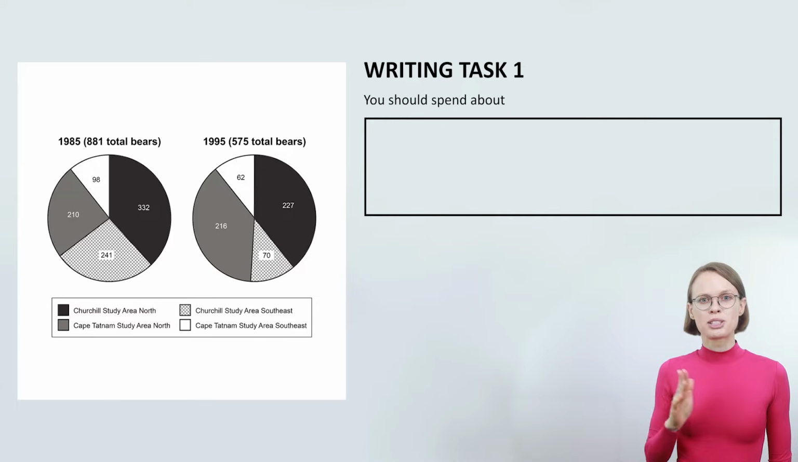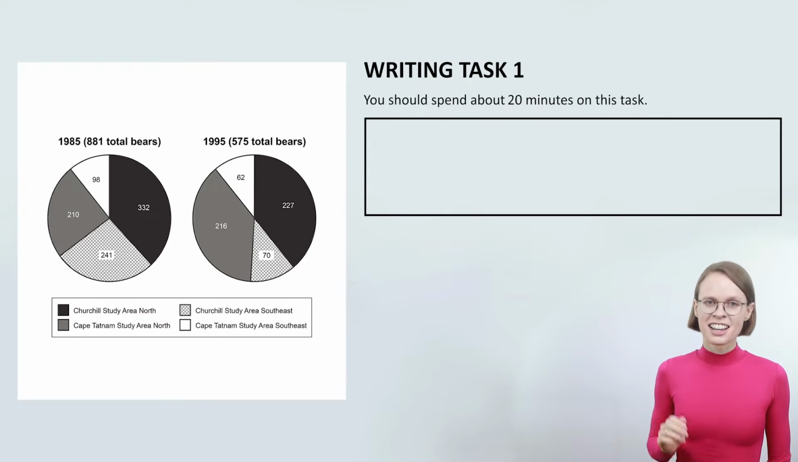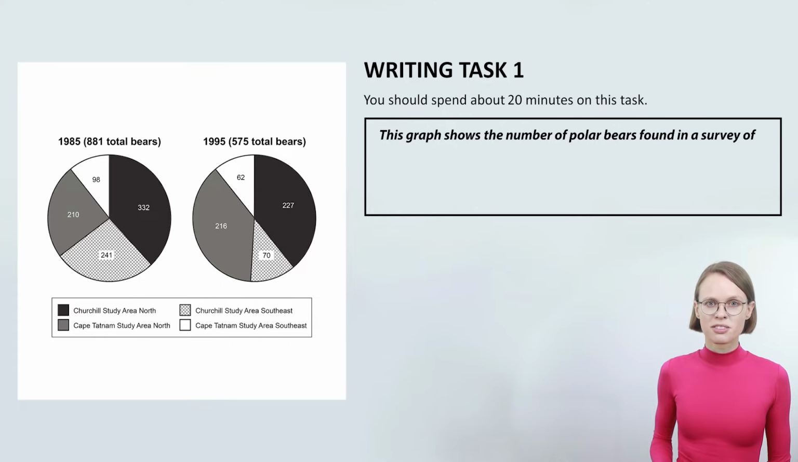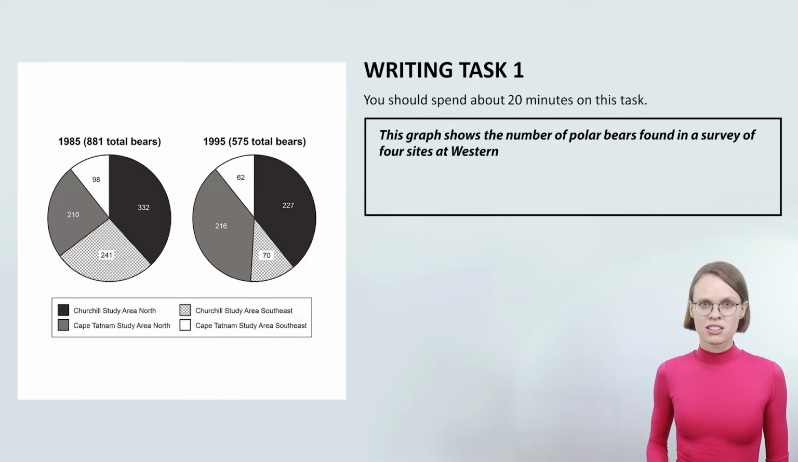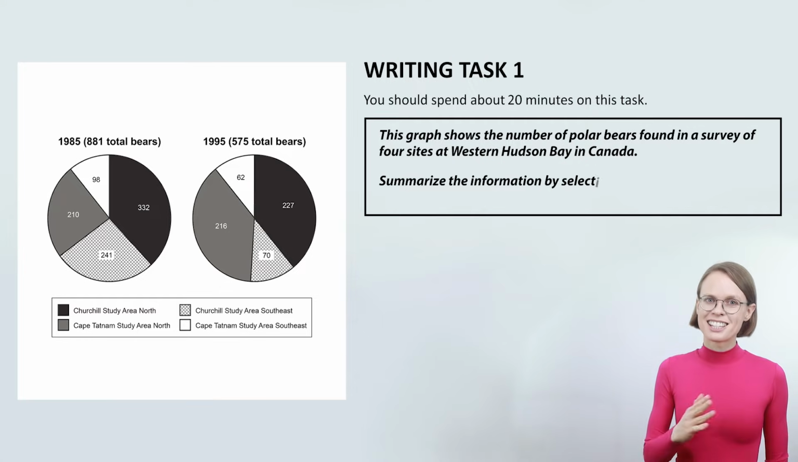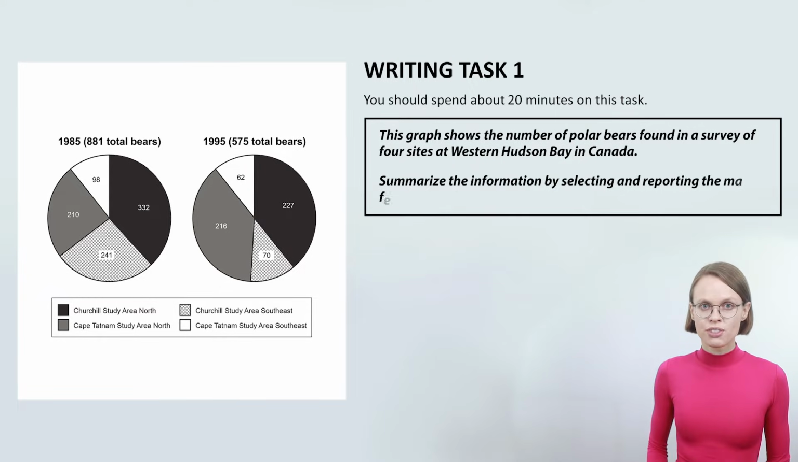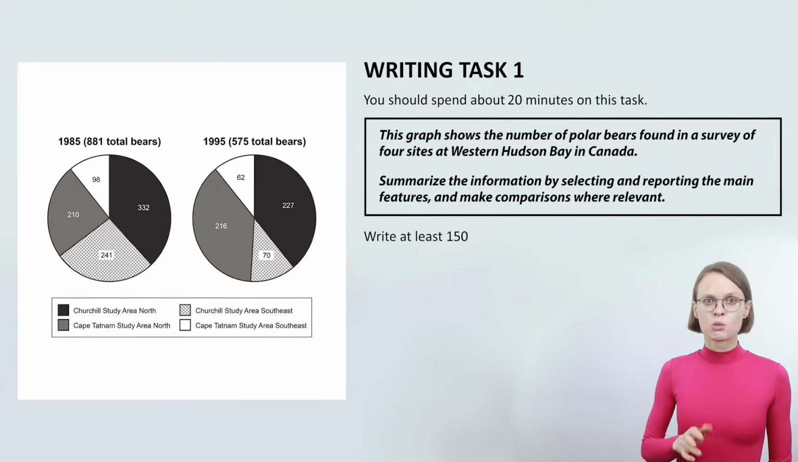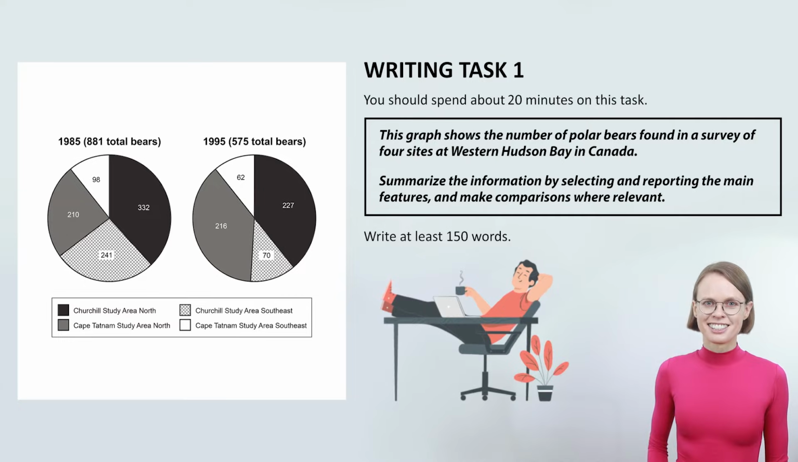You should spend about 20 minutes on this task. This graph shows the number of polar bears found in a survey of 4 sites at Western Hudson Bay in Canada. Summarize the information by selecting and reporting the main features and make comparisons where relevant. Write at least 150 words. Let's go through the prompt step by step so you know what to expect. That will help you become more relaxed during your IELTS.